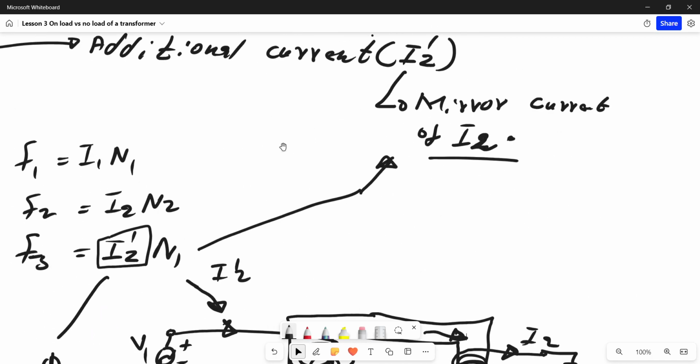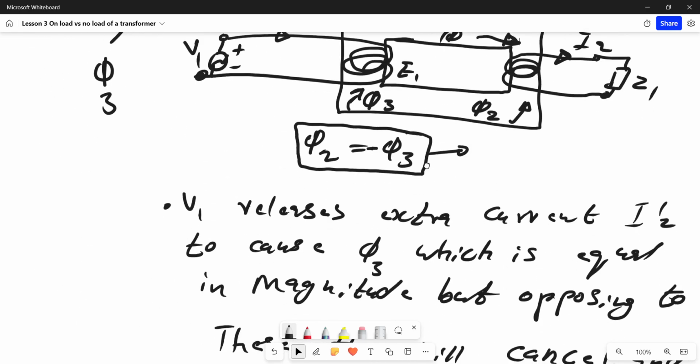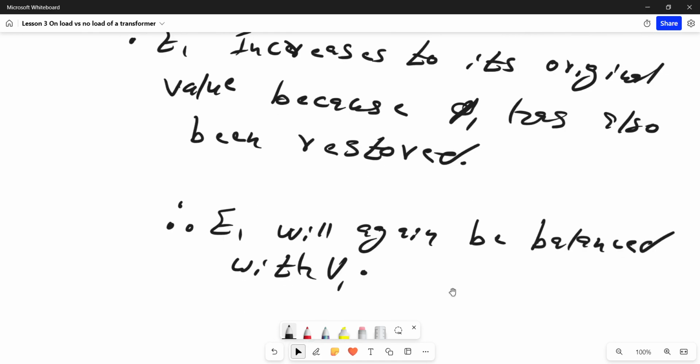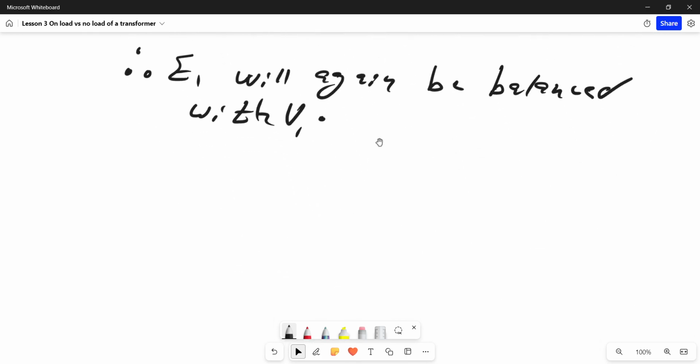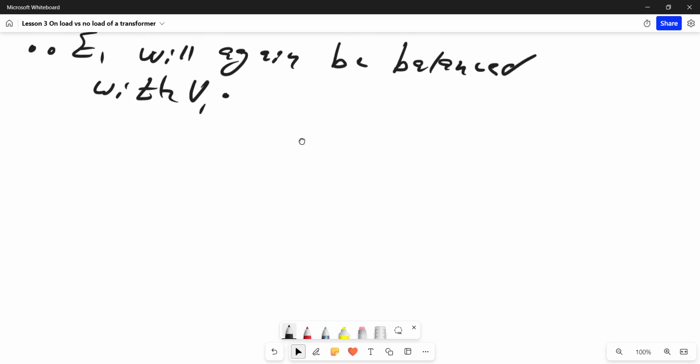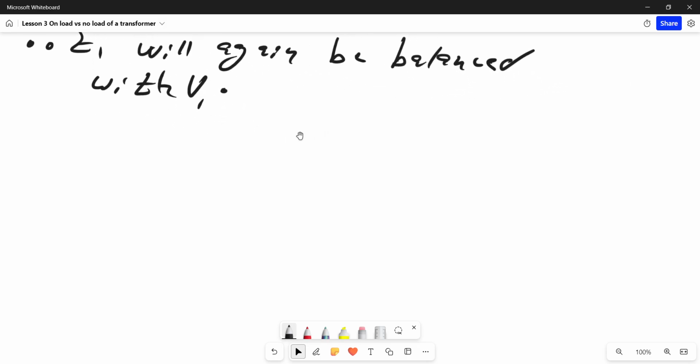This is what happens on the load condition of a transformer. Basically, after everything happens, after flux 2 cancels with flux 1, everything returns back to normal.